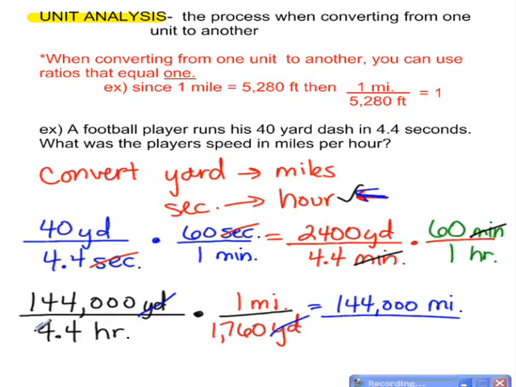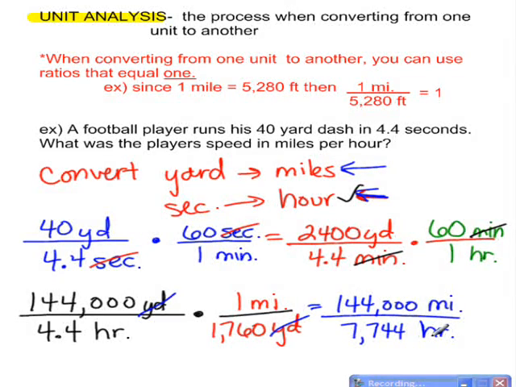On bottom, 4.4 times 1,760 is 7,744. And what unit is down there? Hours. All right, we're looking good. Check it out. We started with yards, and now we're at miles. We started at seconds, and now we're at hours.